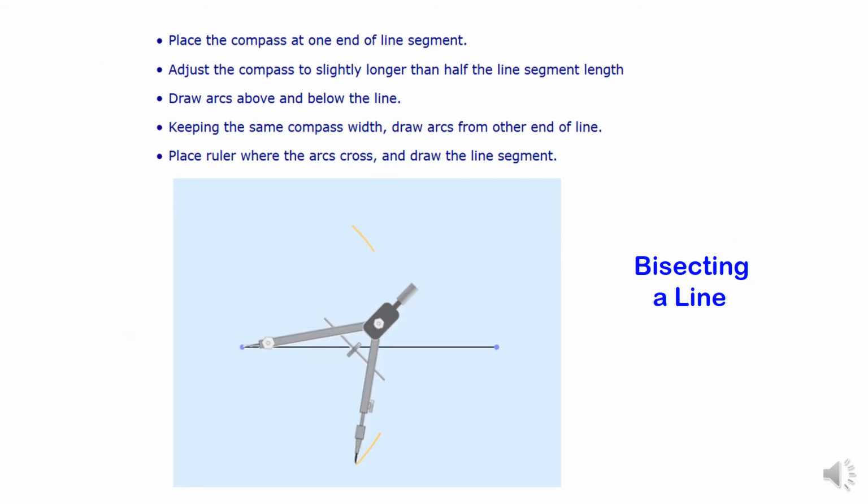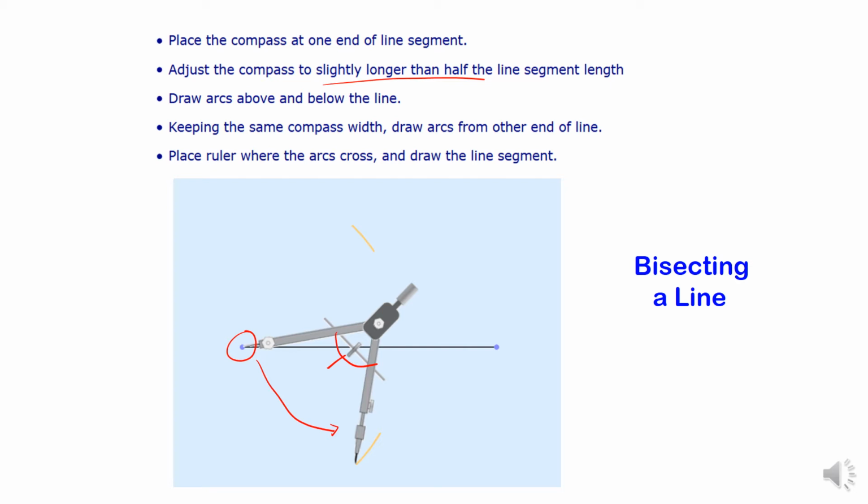Okay, so this is showing you how to bisect a line using a compass. So the main thing that you want to keep is this angle has to be the same the whole time. So you're going to place the pointing end in one of the ends of your segment, okay? Now, remember when you do this, you want this length here to be bigger than halfway. Otherwise, this is not going to work. So it says slightly longer than half.